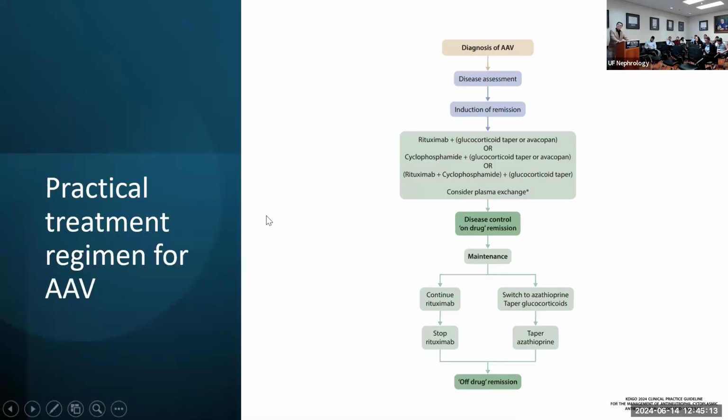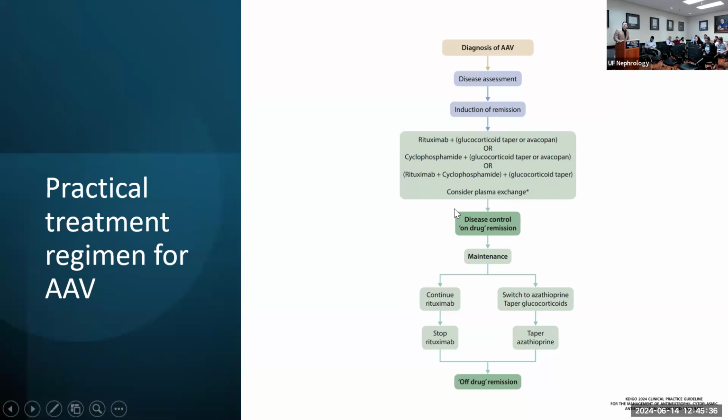So this is the practical treatment regimen for AAV proposed by the table. Diagnosis of AAV, disease assessment, induction of remission with rituximab and glucocorticoid or avacopan, or a cyclophosphamide combination plus glucocorticoid or plus avacopan.